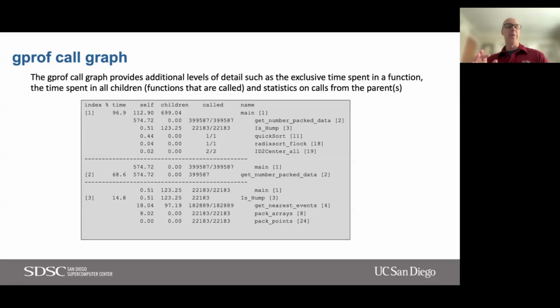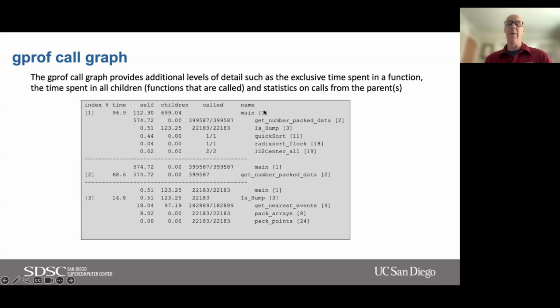After the flat profile, gprof also gives you a call graph. So the call graph gives you some additional levels of detail, such as the exclusive time spent in a function, the time spent in all of the children, the functions that routine calls, and statistics on the number of calls from the parent. So I find that the call graph is not quite as useful as the flat profile, but it does give you some insight into the code.